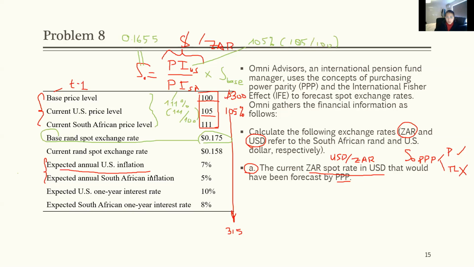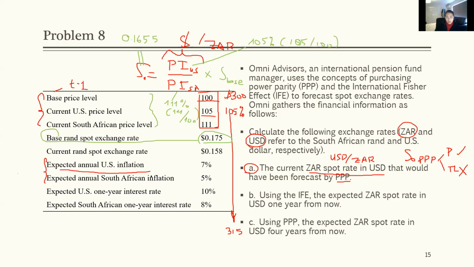We only have a minute left, so I'm just going to talk through questions B and C. With questions B and C, it's a bit more straightforward. You're told to use the IFE to compute the expected spot rate 1 year from now. With the IFE, you need the interest rates in the two countries, and here you're looking at just a 1 year time horizon. In question C, you're going to use the PPP to compute the expected spot rate 4 years from now. Because this is an expected number, we can't use the current price levels, so the absolute PPP is not relevant. We are going to use the expected inflation in the relative PPP. It's a 4 year time horizon, so you need to adjust for that time.